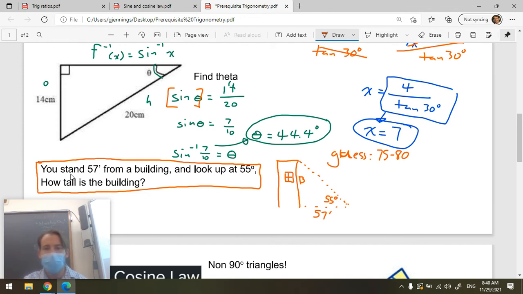So what trigonometric ratio would I use to relate this known to this unknown? Tangent, good. So I would say tan 55 is equal to opposite over adjacent. TOA, T-O-A. Tan is opposite over adjacent. So I would say B over 57.